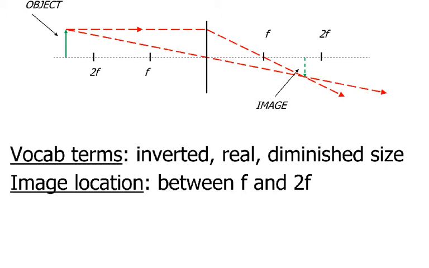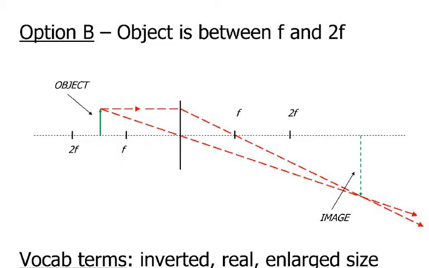The location of the image is between F and 2F. So it's going to be closer to the lens than 2F, but further than F. It will be between these two. Any distance the object is further than 2F, the image will be located somewhere in this vicinity, and it will be smaller than the object. Alright, that's case number 1. Option B is where you put the object between F and 2F. Any location of the object in between those 2 points will result in this scenario.